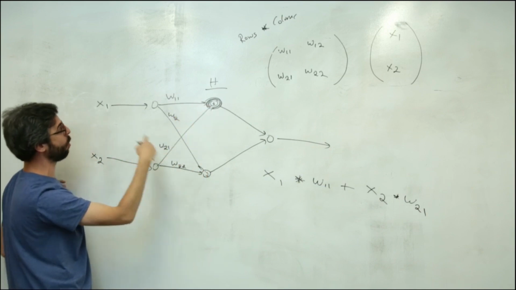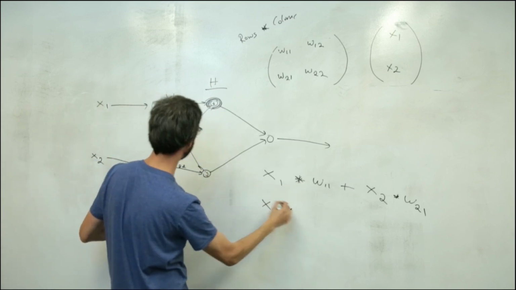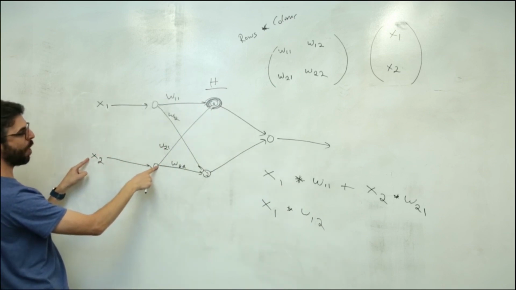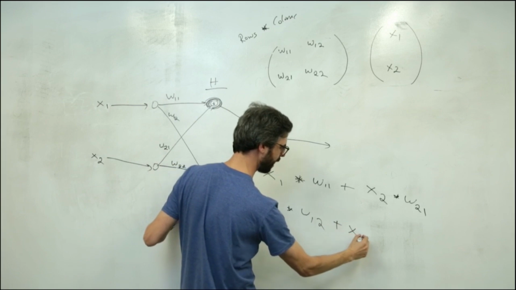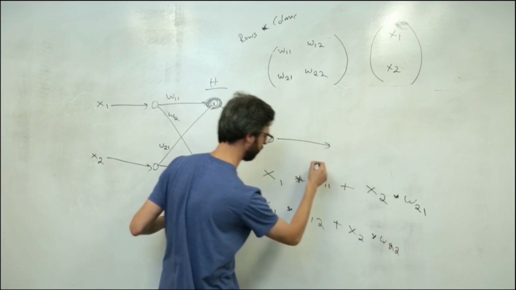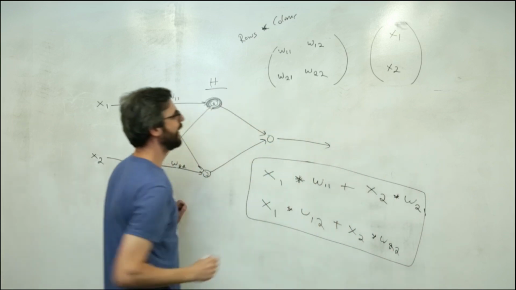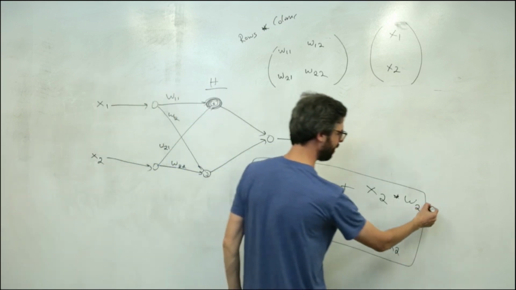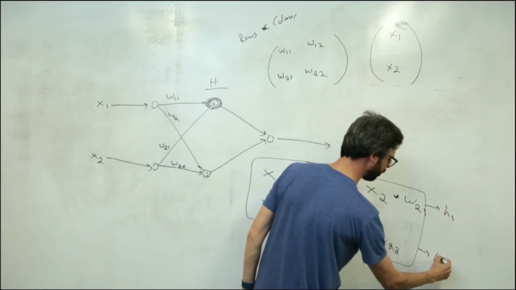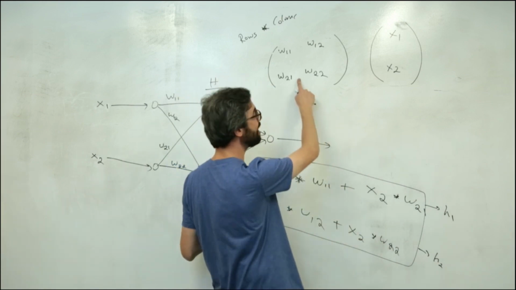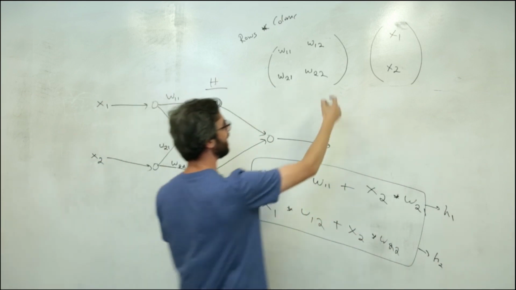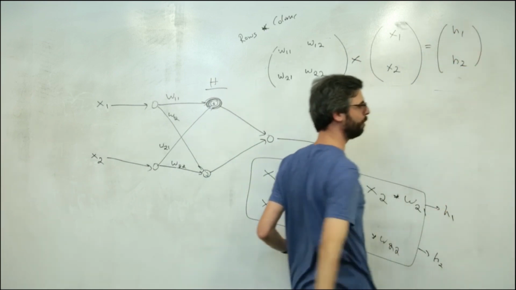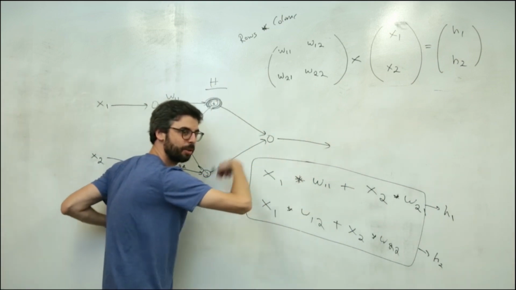The weighted sum for this neuron, or node, is x1 times the weight from 1 to 2, plus x2 times the weight of 2 to 2. It so happens, I could take these 2 results and call this H1 and call this H2. I could basically say this times this equals H1, H2. So this is the actual math, the way that we described it.